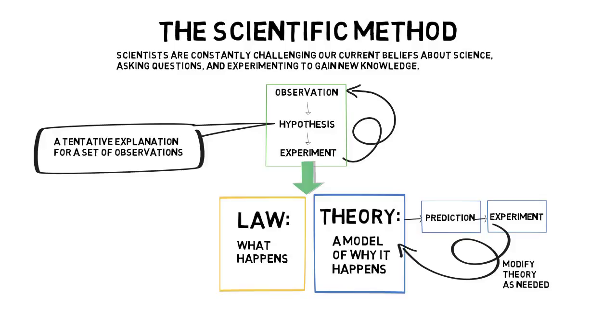You'll see there's a lot of loops in the scientific method. This is why, from the outside, it often seems like scientists are changing their mind, but in reality, they're just modifying their explanations. They're refining their ideas. It's a fundamental part of science.